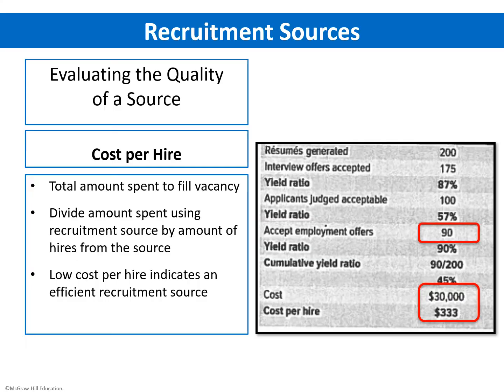We can also consider efficiency in terms of cost per hire. Okay, and basically what we're looking at with cost per hire is how many people did we hire and how much did it cost us to hire them, so how much did it cost us per person. Okay, so if we go back to the same example that we were using before, we had 90 accepted employment offers. That means we hired 90 people. Okay, and it cost us $30,000 to do that. So we take 30,000 and we divide that by 90, and that gives us a cost per hire of $333. In other words, we spent $333 for each person that we hired.